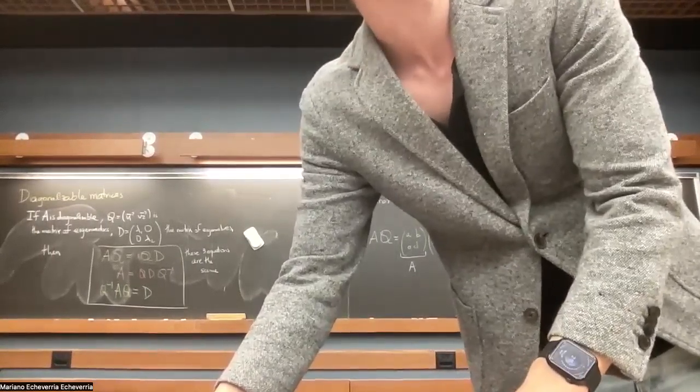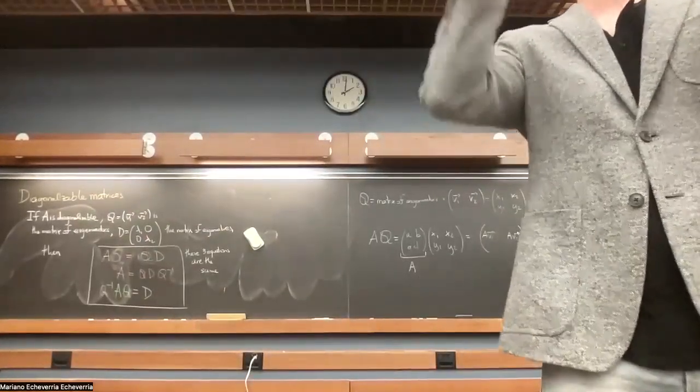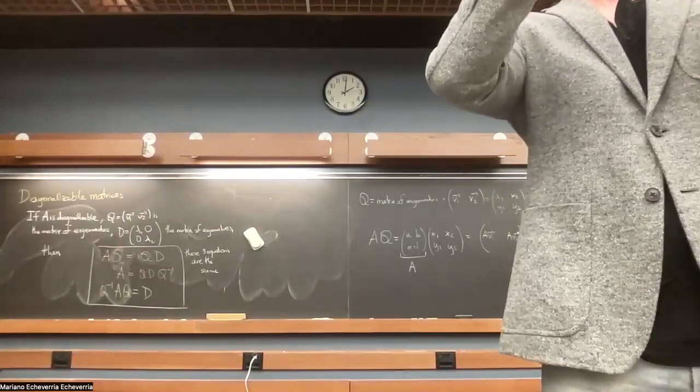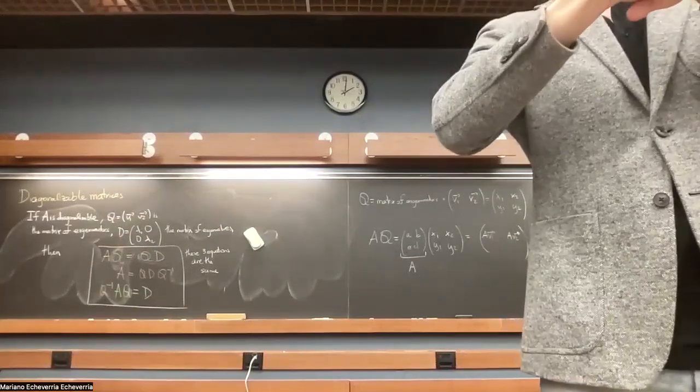Always be vertical. Yes, because by assumption, what makes a matrix diagonalizable is the assumption that the eigenvectors are linearly independent. And that's what guarantees that the determinant is not zero. Yes.